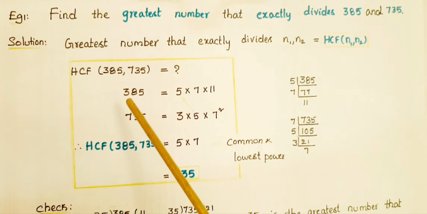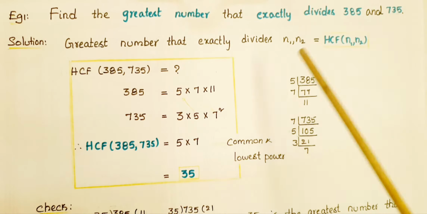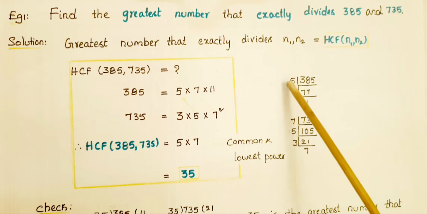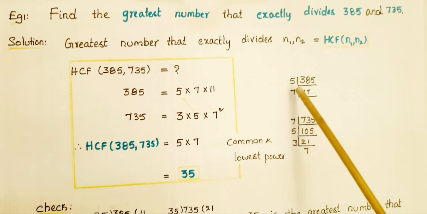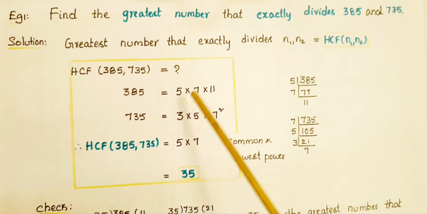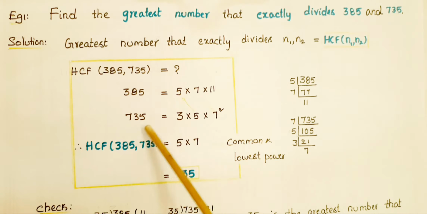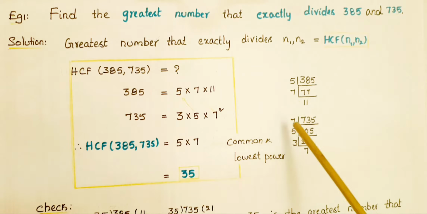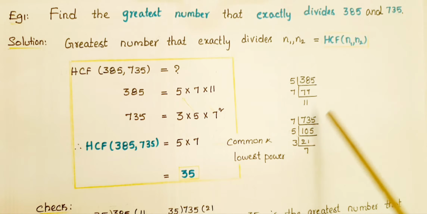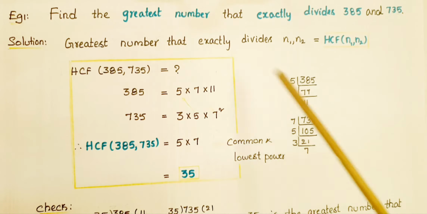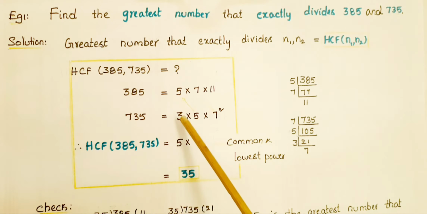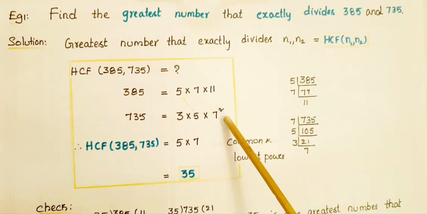For that we have to prime factorize these two numbers. 385, if you prime factorize, you will get 5 77s are 385, then 7 11s are 77. So 5 into 7 into 11, these are the prime factors. And 735, you can write as 7 105s are 735, and 5 21s are 105, then 3 7s are 21. So 735 we can express as 3 into 5 into 7 square.